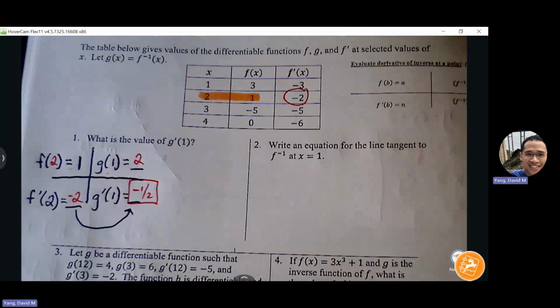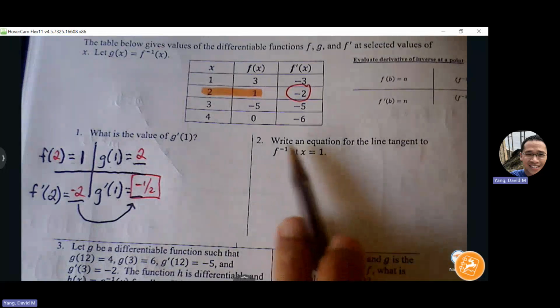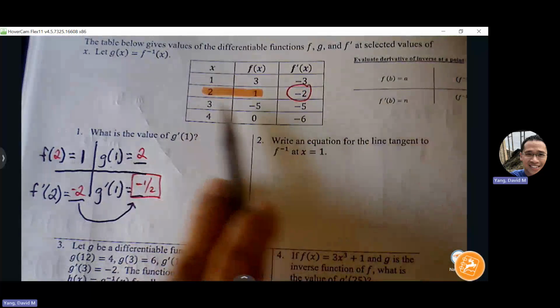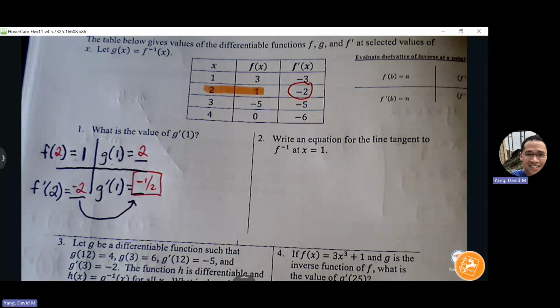Okay, you guys want to try number 2? Number 2 is related, but you can kind of just look at this here. Write the equation for the line tangent to f inverse at 1. So they don't give you anything on the f inverse side, but they do give you the function side. So see if you can find the ordered pair and the slope for f inverse, then from there write the equation to the tangent line.